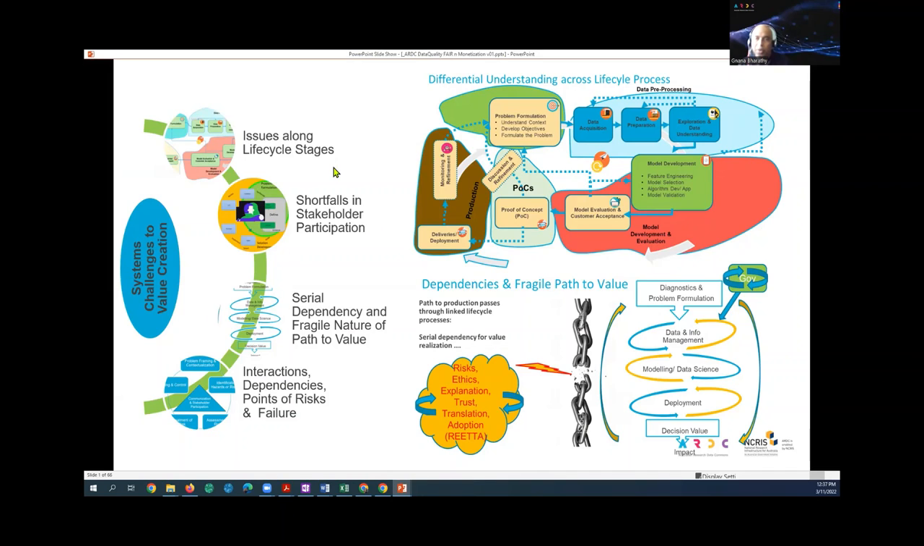So putting it all together, there are systems-level challenges to value creation, starting from the life cycle stages of linked life cycles. And oftentimes there is a lack of stakeholder participation, and there are serial dependencies in the path and a number of interactions, dependencies and points of failure in this. So the path to value creation or impact is a fragile path.